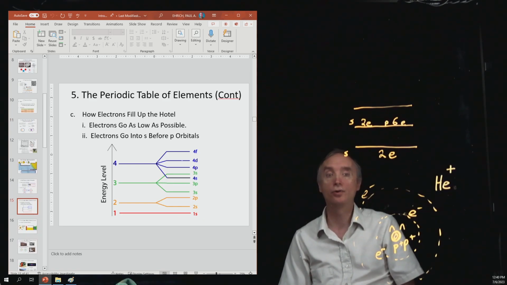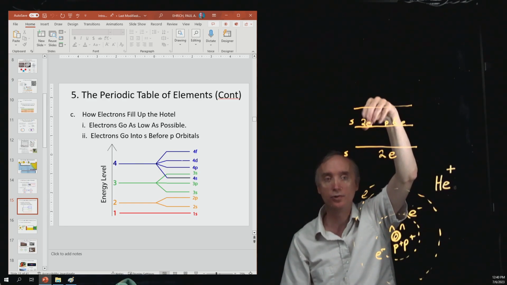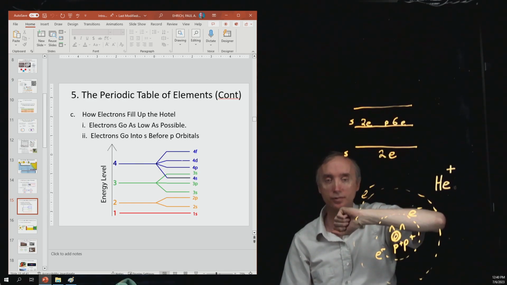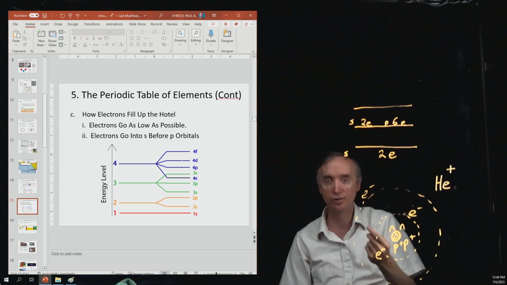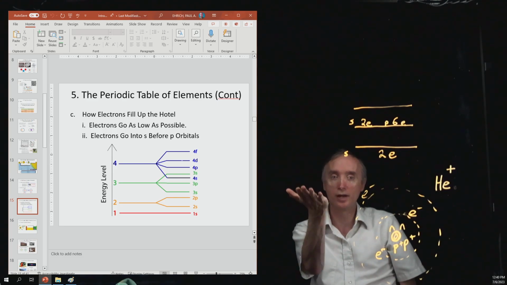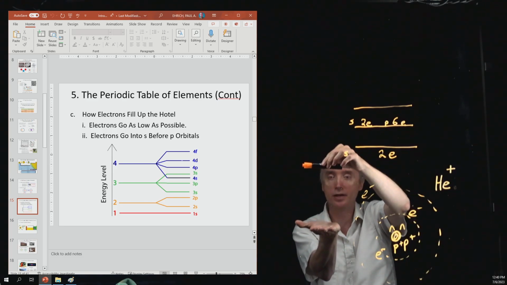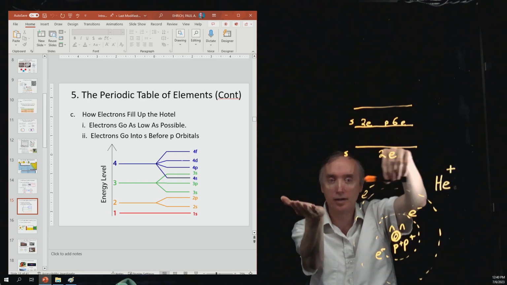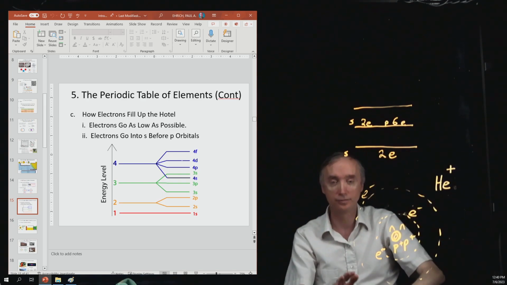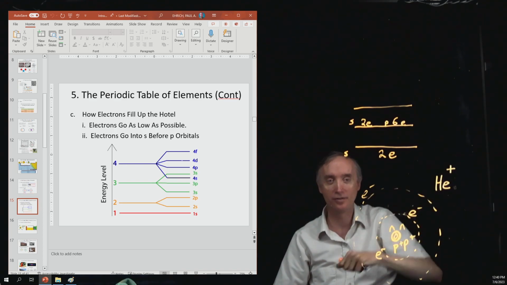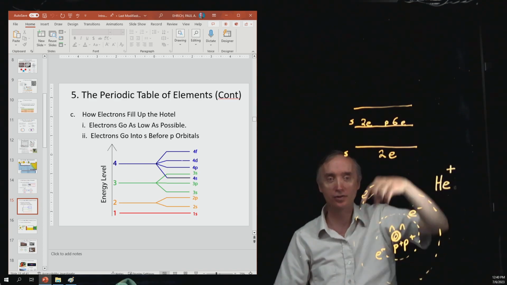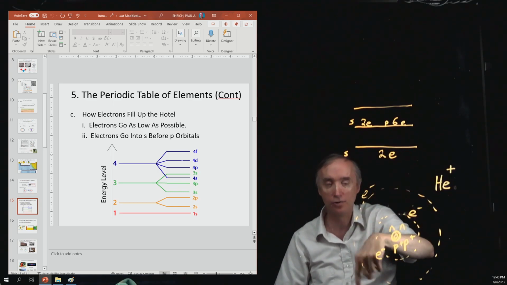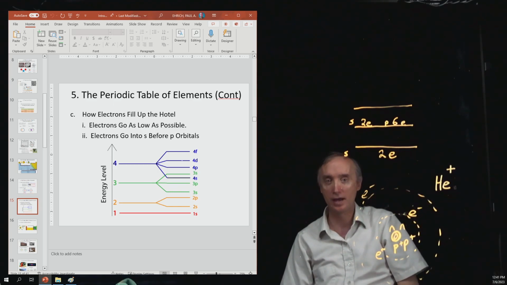Okay, now we're going to take an empty hotel and we're going to start to put electrons into it. We're going to have 2 rules. Rule number 1, electrons go as low as possible. So if I hold my hand here and I drop the pen, it goes down that far. But if I take and I hold it over here and I drop it, it goes all the way down to there. So electrons always want to go as low as possible into the atom.